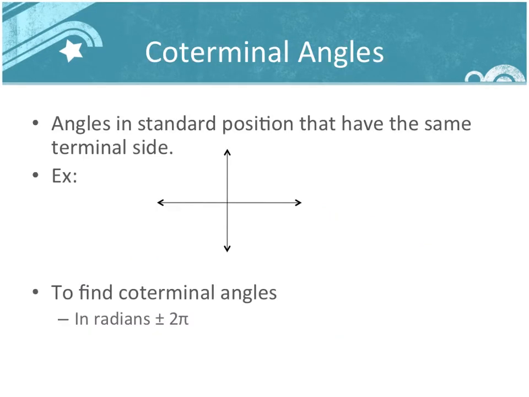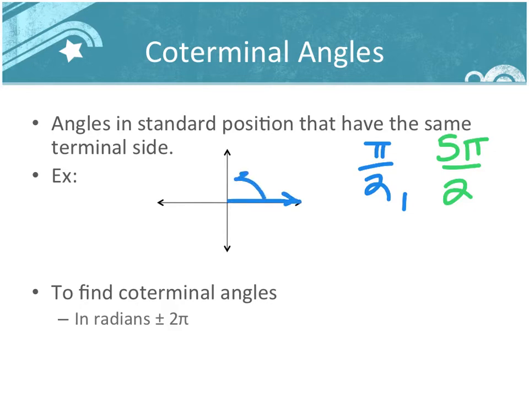All right, coterminal angles are angles in standard position that have the same terminal side. So if I asked you to graph pi over 2, and then I asked you to graph 5 pi over 2, pi over 2 would be here.